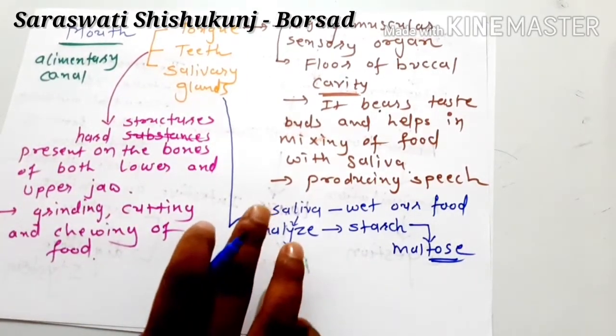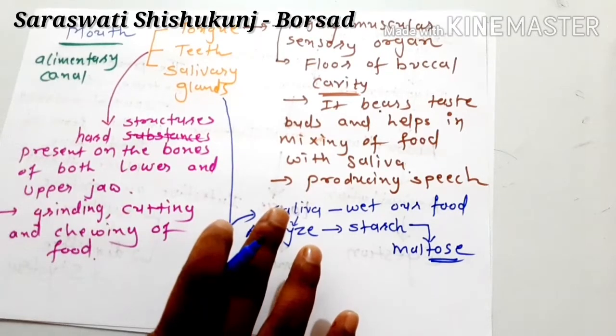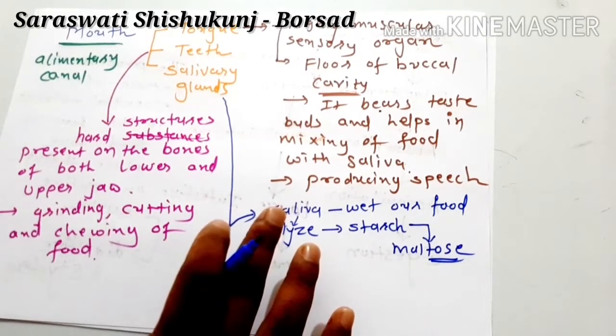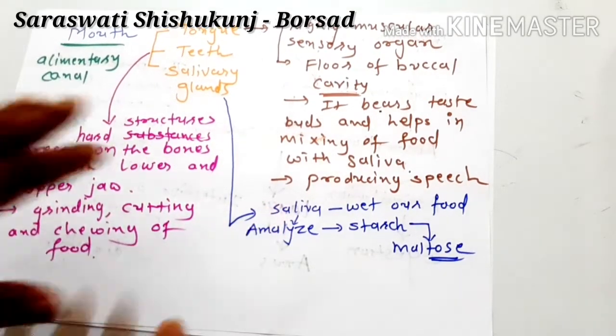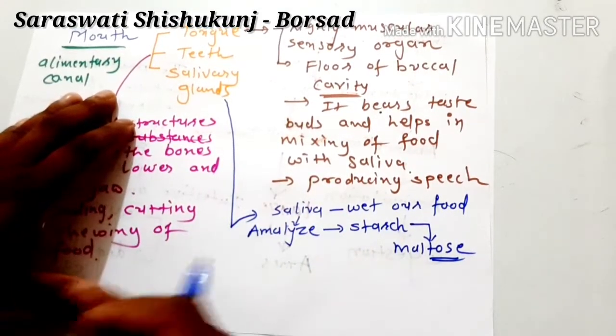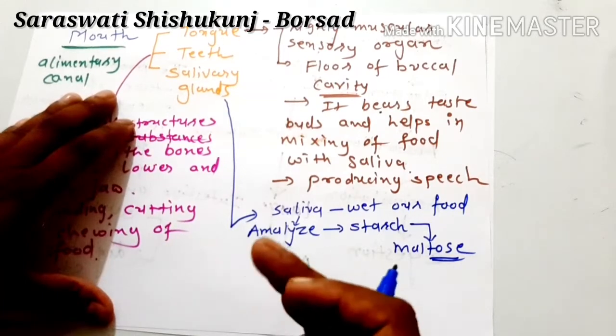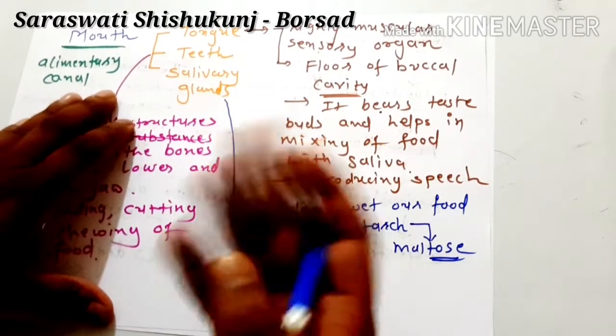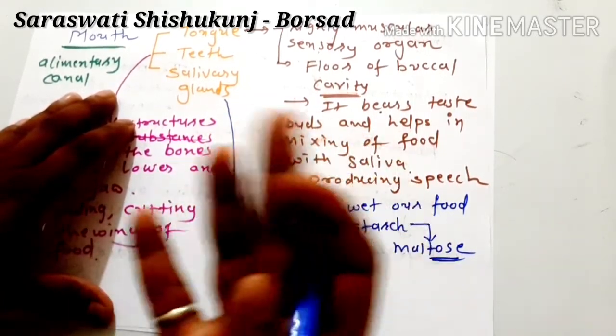So this saliva is very important. It is also important in maintaining the pH. So we can say that the digestion of food starts when our saliva mixes with our food.